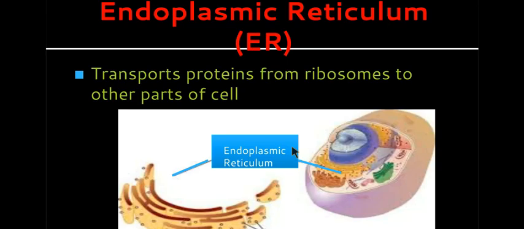The endoplasmic reticulum, or ER, because that's shorter, is kind of like the highway of the cell. It transports proteins from the ribosomes to other parts of the cell. Maybe it's going outside the cell, so they would send it to the cell membrane. Or maybe it's just going to another part of the cell, maybe to the mitochondria or the nucleus.